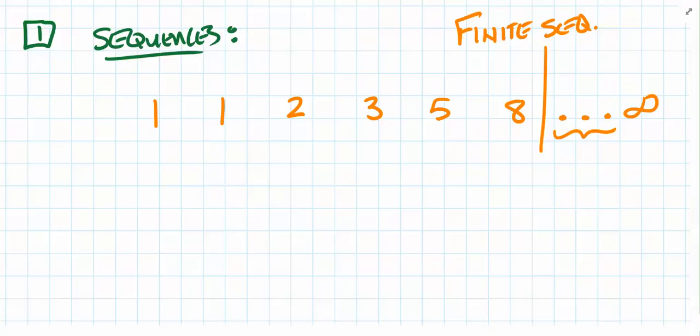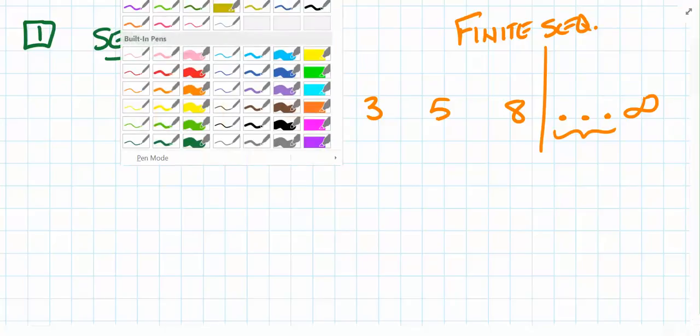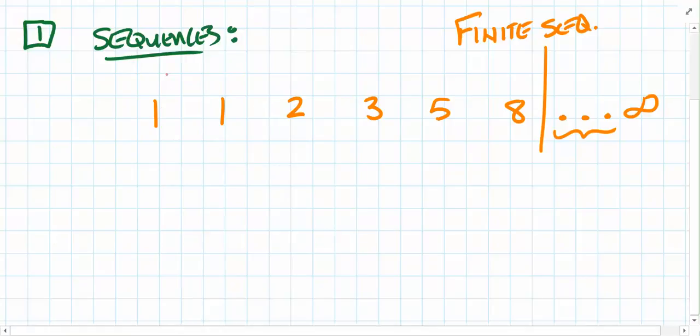Now, the true definition for a sequence is actually a function. Who remembers what a function is from Algebra 1 or Algebra 2? Does that word ring a bell to you? Yeah, you put in one thing, you get out another, perfect. So a sequence is really nothing more than a function, and the way that we describe them is by using subscripts.